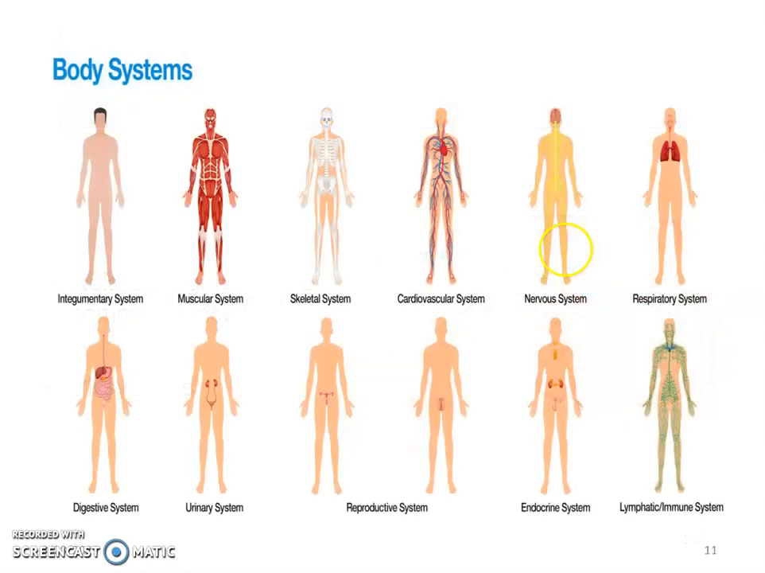So let us see them in total. First one, integumentary system. Second one, muscular system. Third one, skeletal system. Fourth one, cardiovascular system. Fifth one, nervous system. Sixth one, respiratory system. Seventh, digestive system. Eighth one, urinary system. Ninth, reproductive system, in this male reproductive system as well as female reproductive system. 10th, endocrine system, and 11th is the lymphatic as well as the immune system. So total 11 varieties of systems.